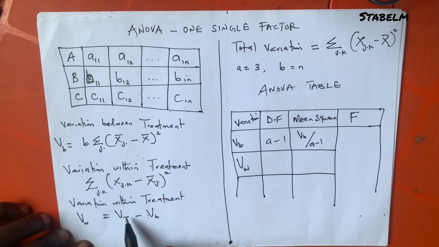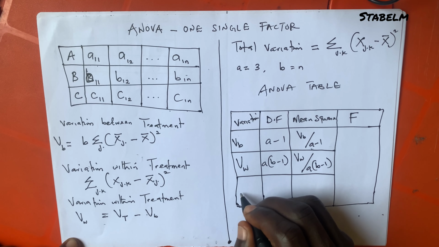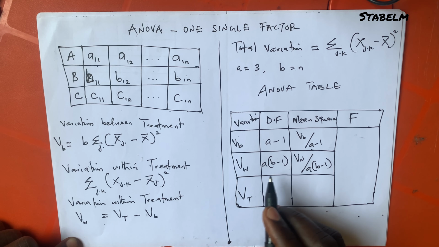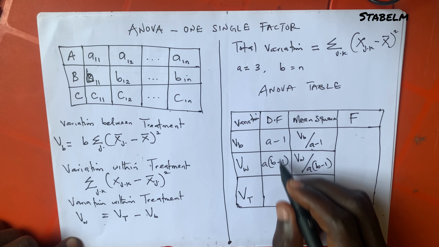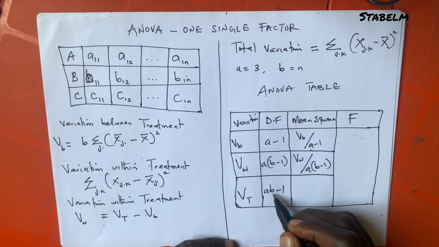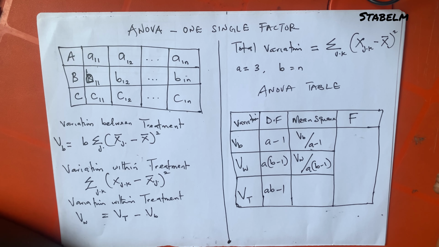Then finally we have the total variation, and this is the formula for calculating it. The total variation has degree of freedom A multiplied by B minus 1, that is A times B minus 1. There is no need for us to calculate the mean square for total variation, so we're going to leave the space empty.